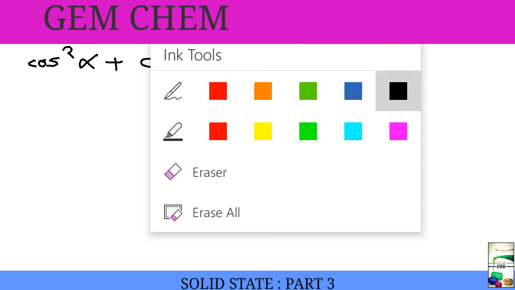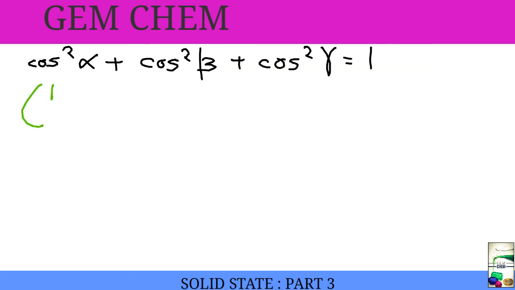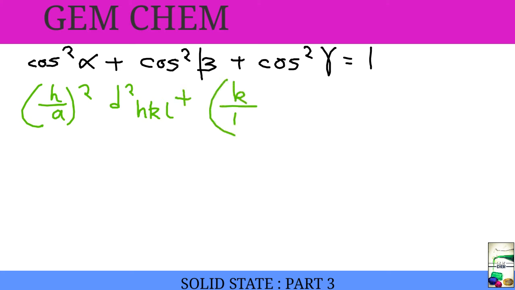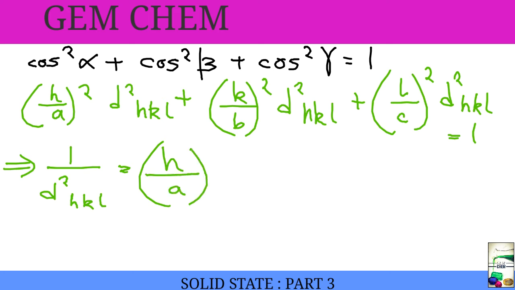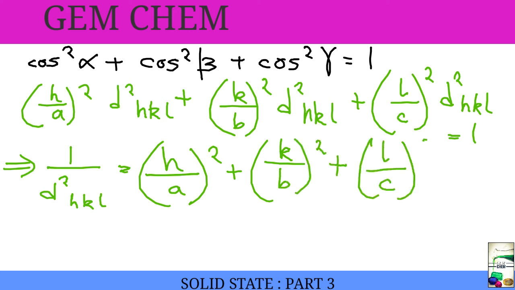So we substitute the values of these cosines and we get (h by a) whole square d square HKL plus (k by b) whole square d square HKL plus (l by c) whole square d square HKL equals 1. Ultimately the expression comes to be 1 by d square HKL equals (h by a) whole square plus (k by b) whole square plus (l by c) whole square.